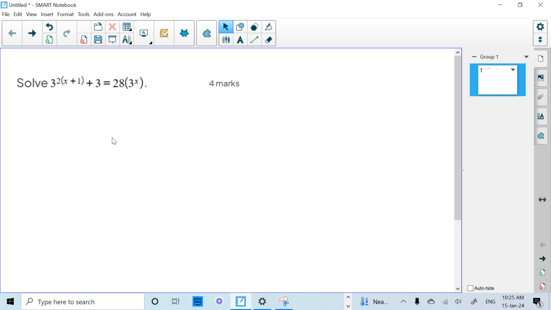Pure maths, A-level and exponentials. So let's do the math. Here's an exam question for 4 marks. So let's get started.